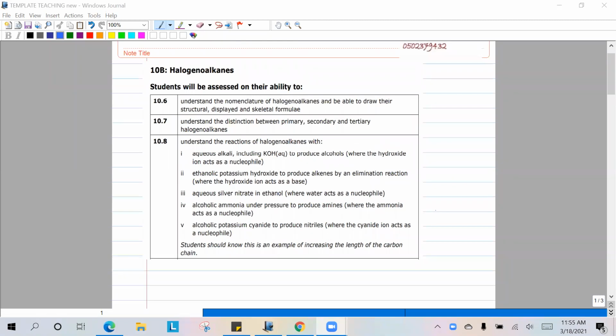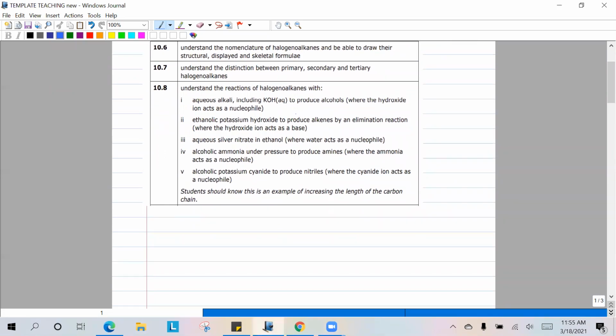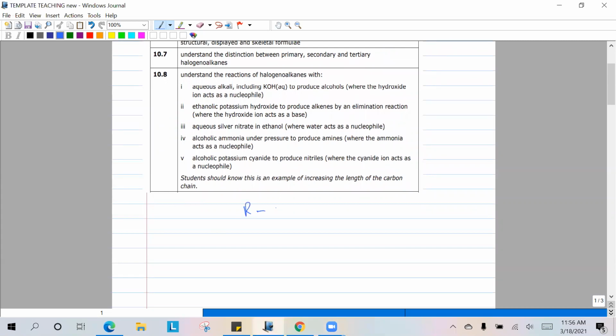Okay, so we start with the topic haloalkanes. It is known as halogenoalkane also, and they are also known as haloalkanes. It is the same thing. The word halo represents the halogens. Generally they are represented as RX. So when you find anywhere written as RX, it means we are going to talk about haloalkanes.